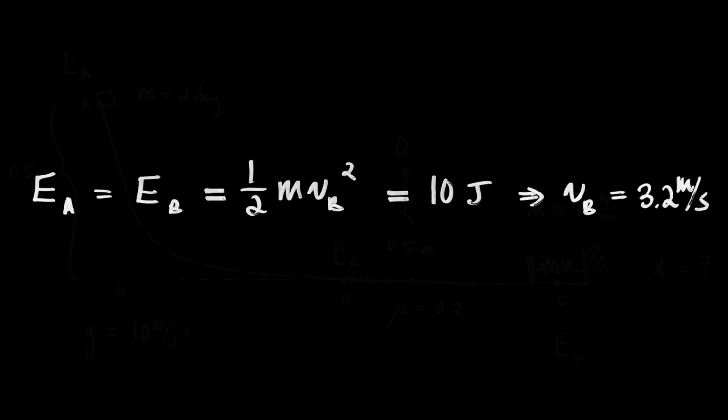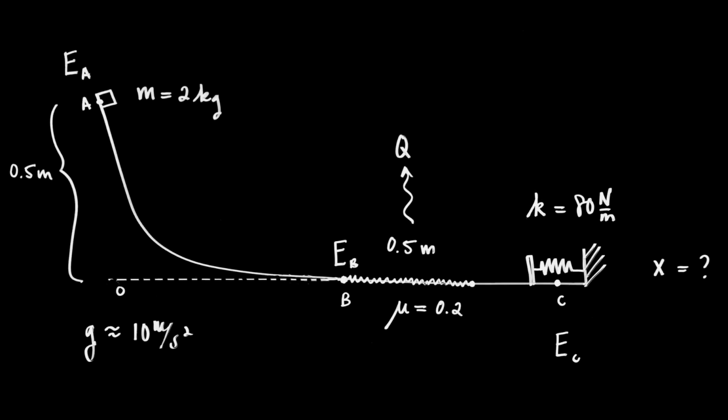But that's not what I was after. I was after the compression of the spring. So I'll start again. This time, instead of comparing the energy at A to the energy at B, I'm going to compare the energy at A, which I already know is 10 joules, so it's convenient to do that.